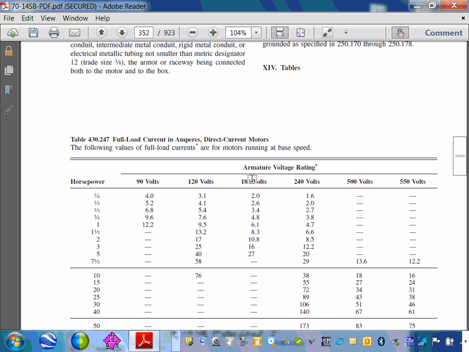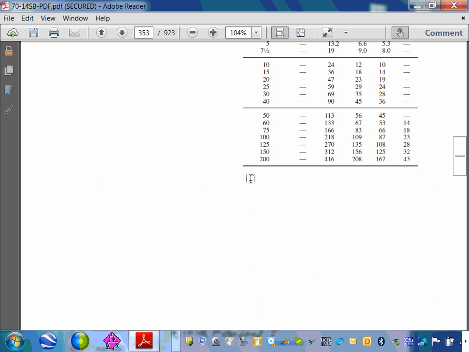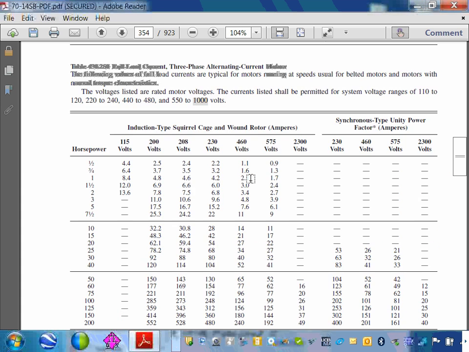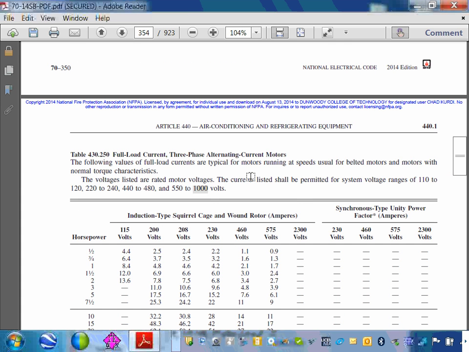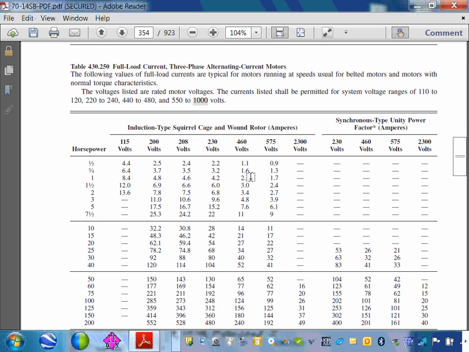Go to the following table. If you have not used it, let's look at it right here. Now, which page is that? Page 351, please, the full load current table. Very important. Please highlight this table, and let's talk about using it. For motors, guys, we use the full load current from the NEC when we size. This says three-phase motors, right?